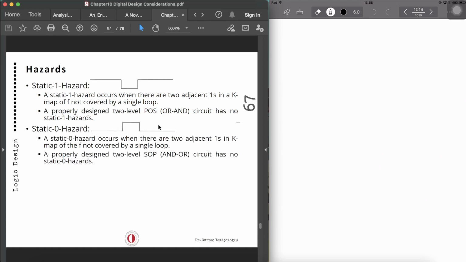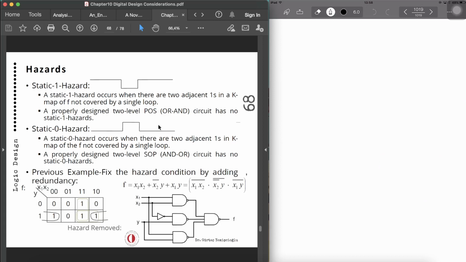And a static 0 hazard occurs when there are two adjacent ones in the K-map of F'. So F' is considered over here for static 0 hazards, and we have to again combine the redundant terms as well in order to get rid of it.